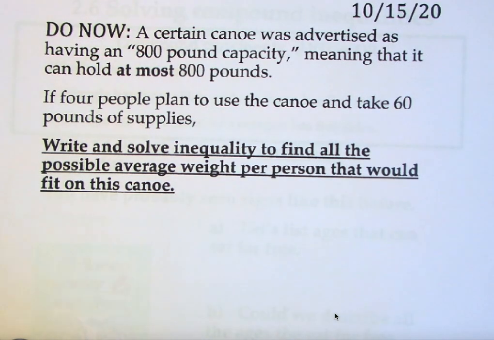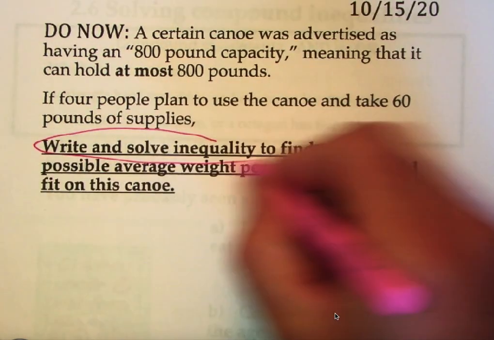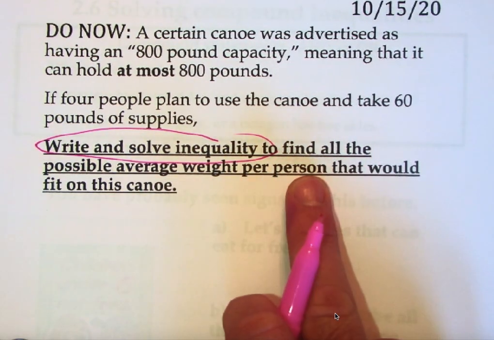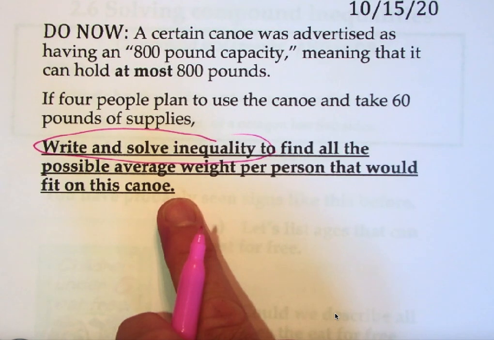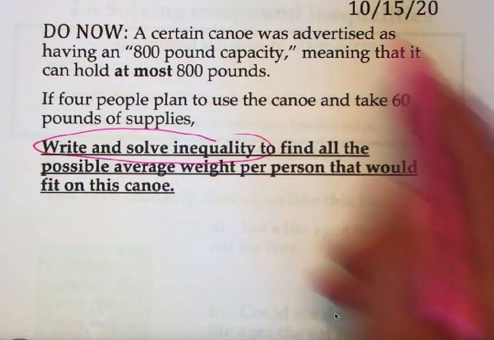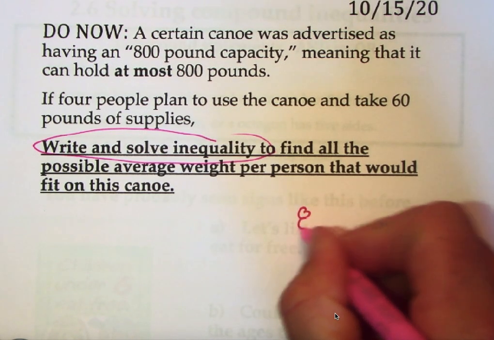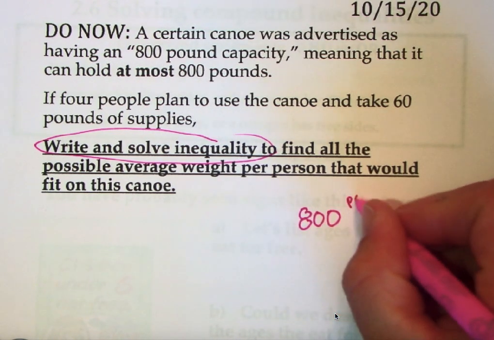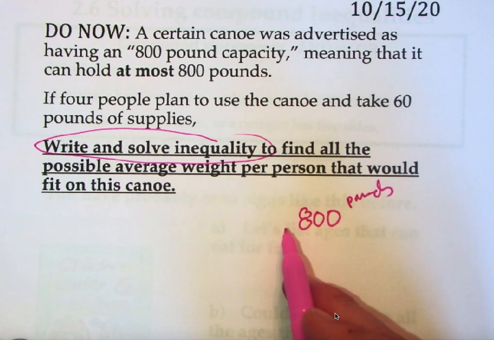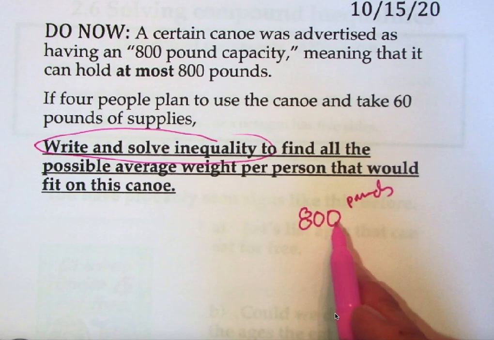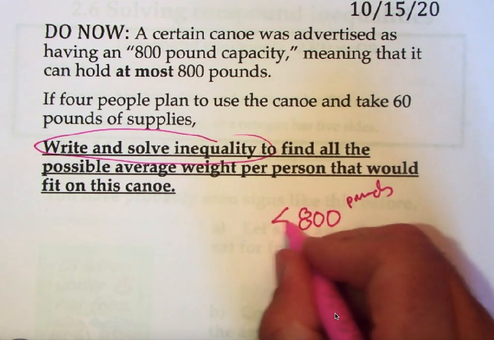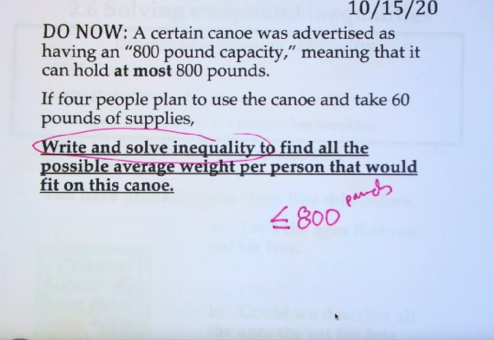That part's a little tricky, but we're trying to write an inequality to find all the average weights per person that would fit in this canoe. So we have an inequality. Do we have a total up here? Yes, we know the pounds can't go over 800. So what inequality would we say? Greater than or equal to 800, or less than or equal to 800? I think we use less than or equal to 800.